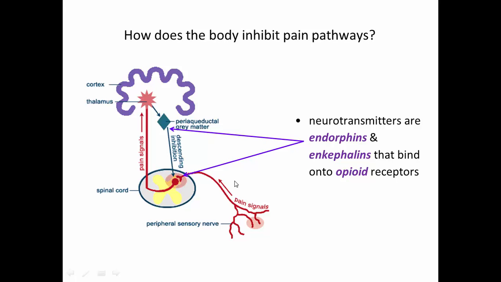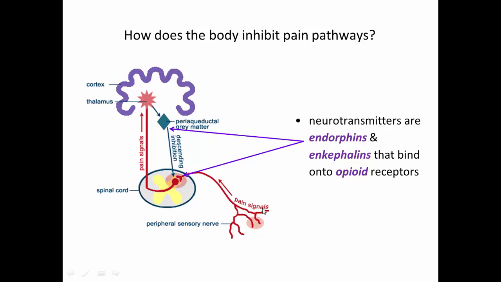Hello, this is part 2 of Analgesic, Anti-Inflammatory, Antipyretic, and Musculoskeletal Drugs. So the second class of analgesic drugs are opioids or narcotic drugs. And in order to understand how they work, we have to understand what happens in our body and how our body can inhibit our own pain pathways.